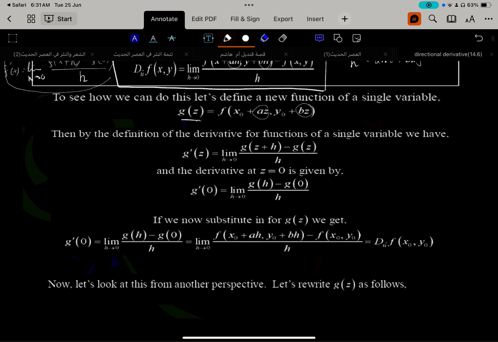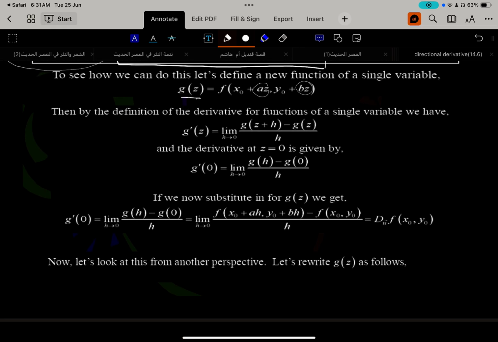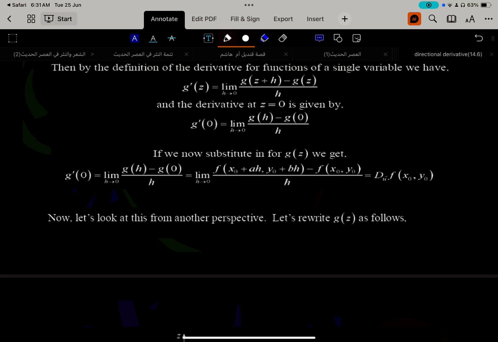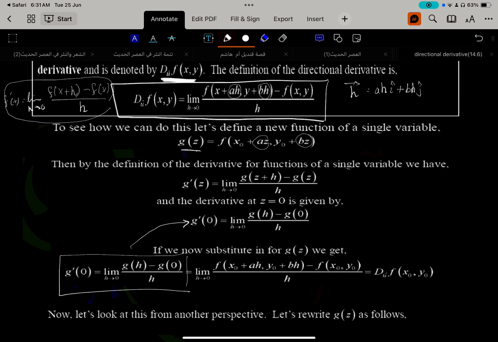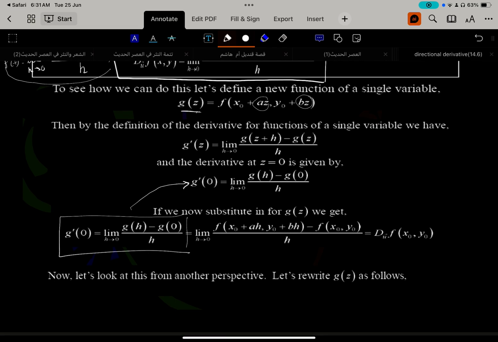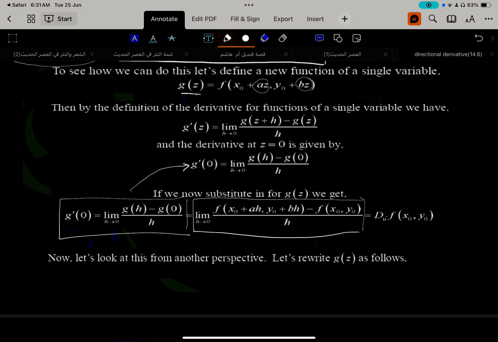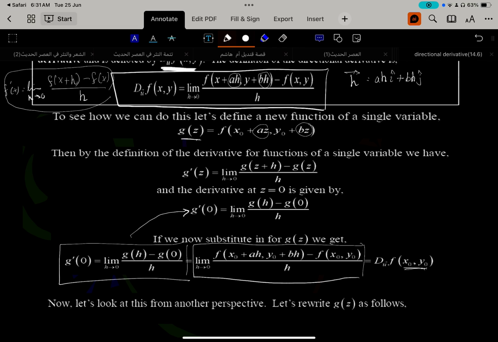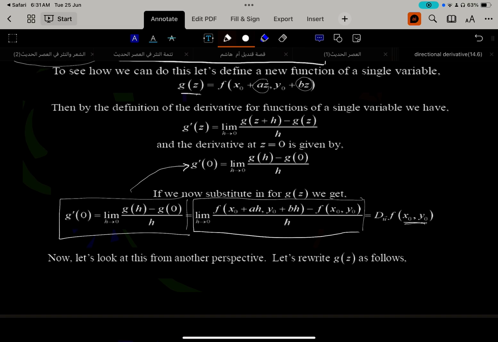So for that, okay, so this part is basically g prime of 0, and then we have the limit, which is the definition. Yes, so here, this is basically the definition of g prime of x, but this is at 0. So he substituted x naught, y naught here, and he used the limit definition of the directional derivative.